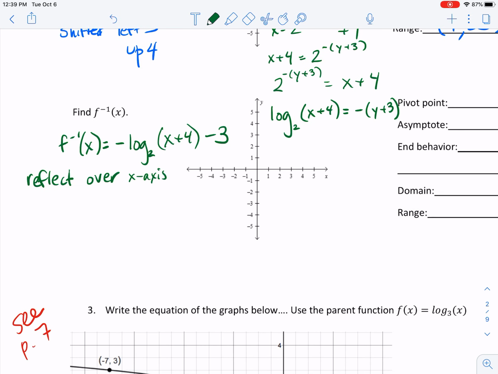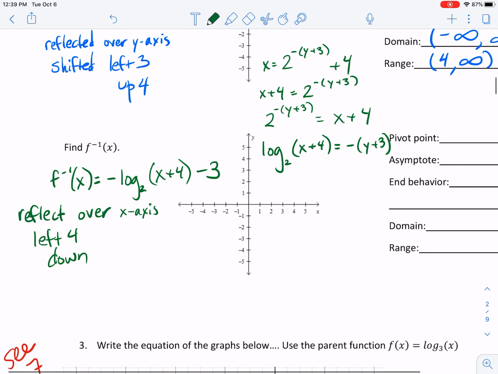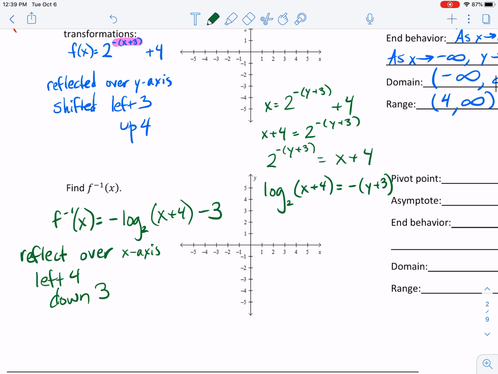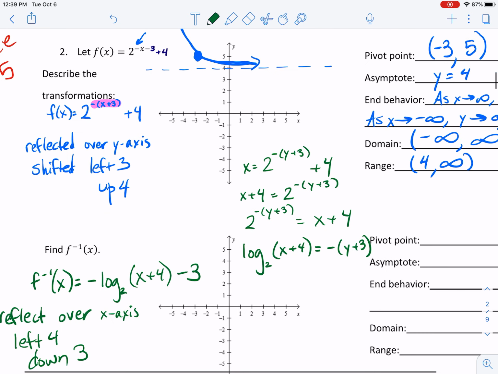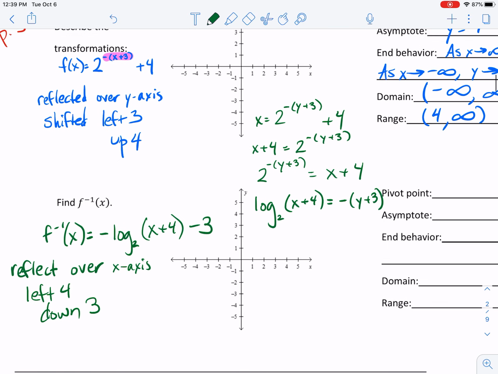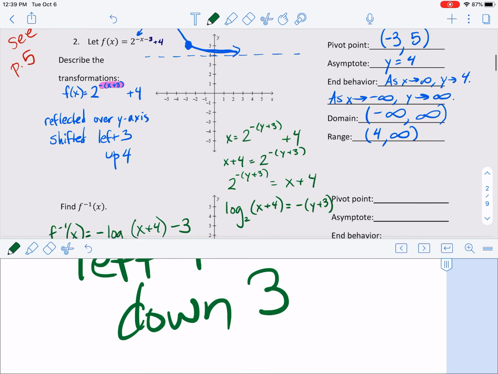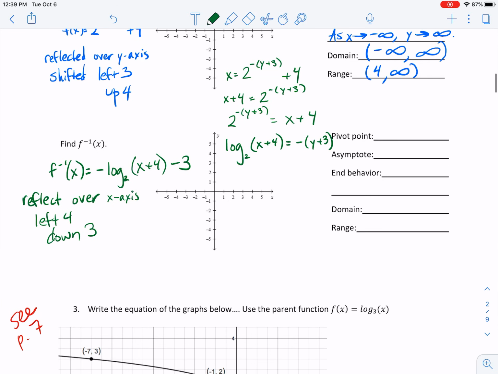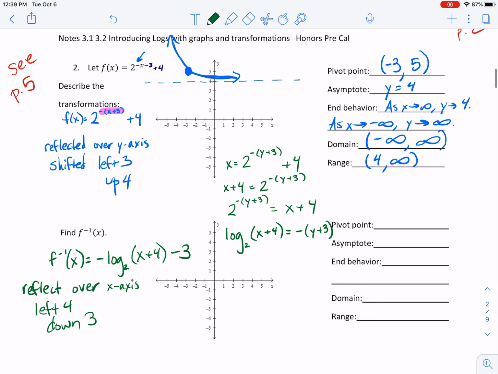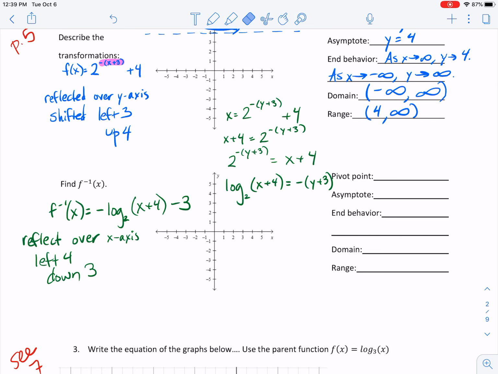Okay, so we reflect over the x-axis, and then we have to consider the fact that we're going to go left 4 and down 3. Wait a minute. Oh! Wait, I messed up somewhere. I'm so sorry. Hang on, let's see if I can catch it. Oh, okay, did you find it? Pause the video. You find my mistake, okay? You find it, because I'm about to tell you what it is, but let's see if you can find it.